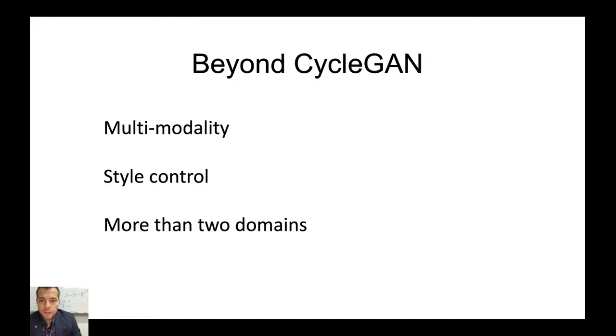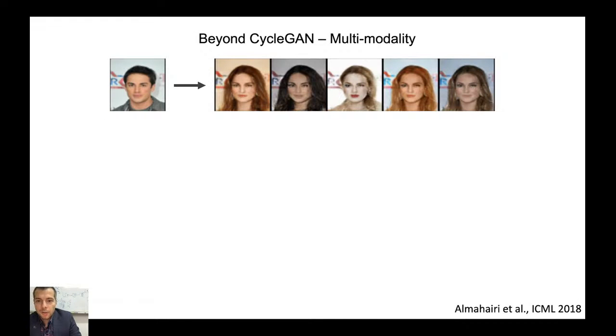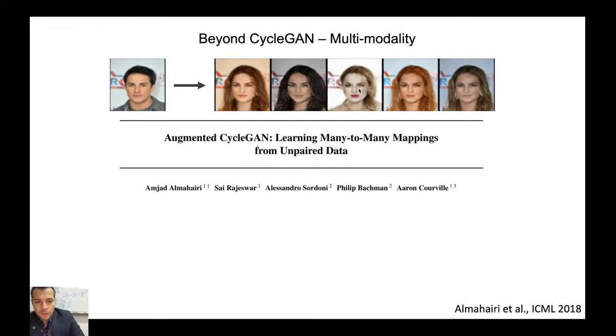CycleGANs have also been used for multimodality, so you can obtain multimodal images. You can also control the style of images, and you can also apply it on more than 2 domains. In multimodality, you can take an image and obtain different modes of the same image. Here it translates into genders, man to woman, but it really can control the modality, like you can translate it into a red-headed woman, with red hair, with black hair, blonde, and so on. This was done in a paper called Augmented CycleGAN.